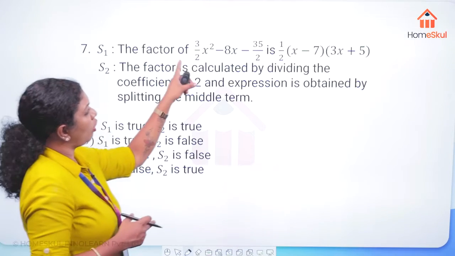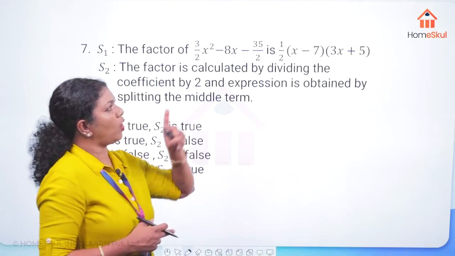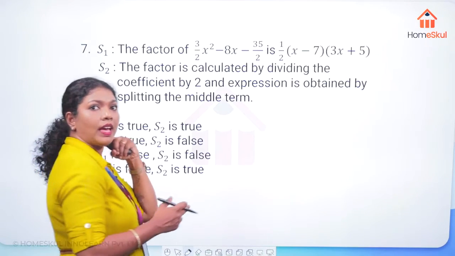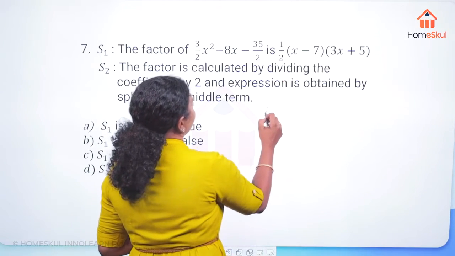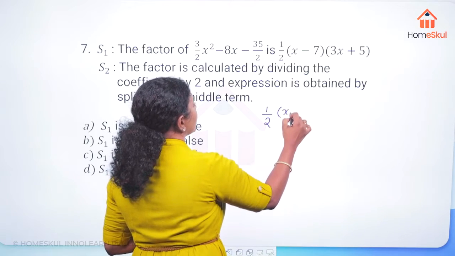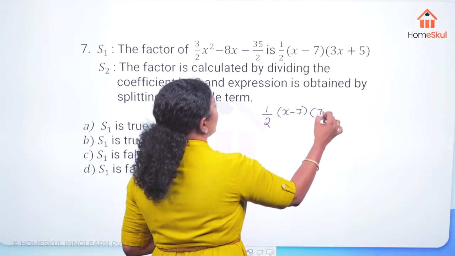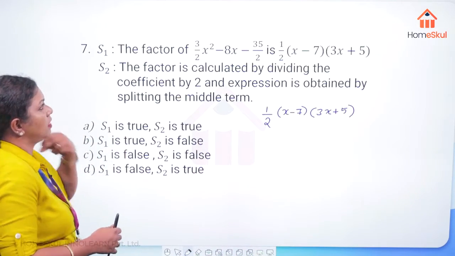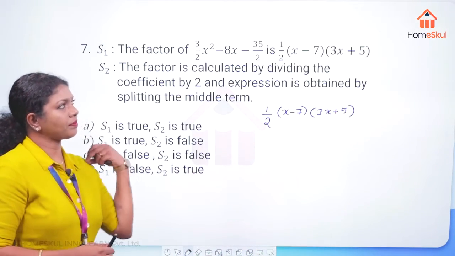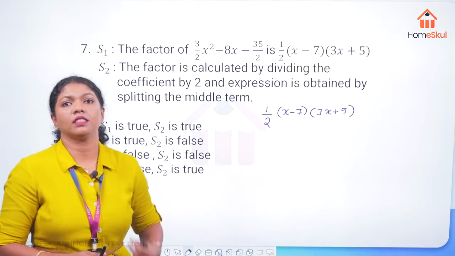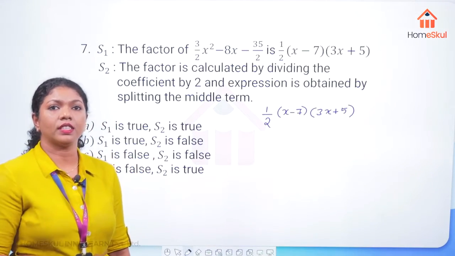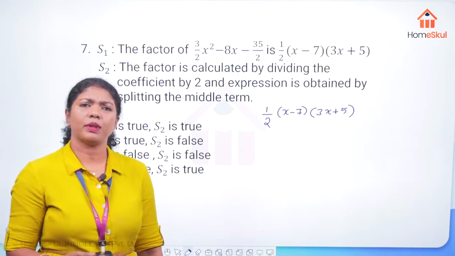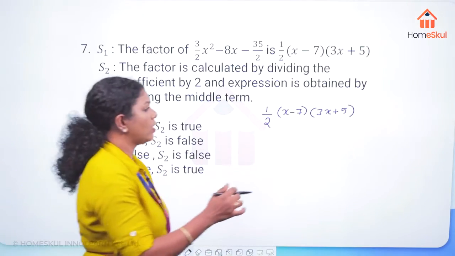The factors of this quadratic polynomial are given as 1/2 times (x minus 7) into (3x plus 5). So is it a factor? How do we check whether this is a factor of this? Just simply open it up, no problem.